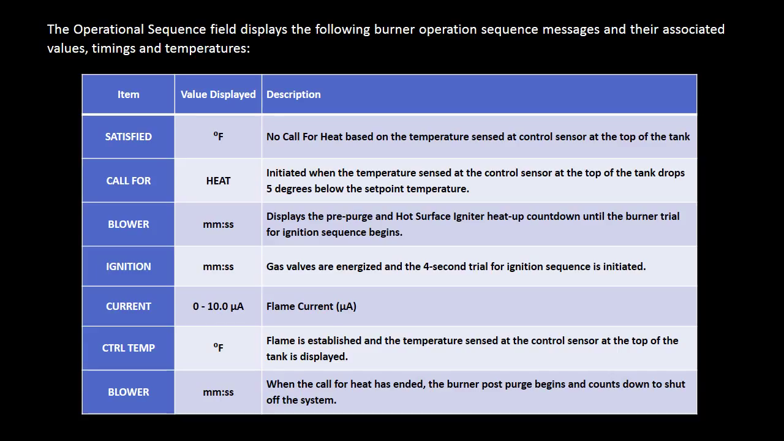Blower indicates the pre-purge and hot surface igniter heat up countdown until the burner trial for ignition sequence begins. Ignition indicates the gas valves are energized and the 4-second trial for ignition sequence is initiated. Current indicates that the burner is firing and the flame current is being measured in microamps. Control temp indicates that flame is established and the temperature sensed at the control sensor at the top of the tank is displayed. And blower indicates that the call for heat is ended and that the burner post-purge has begun and is counting down to shut off the system.